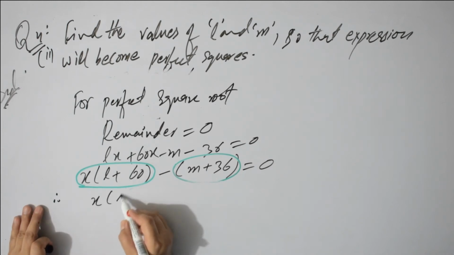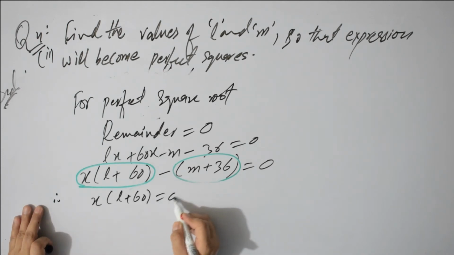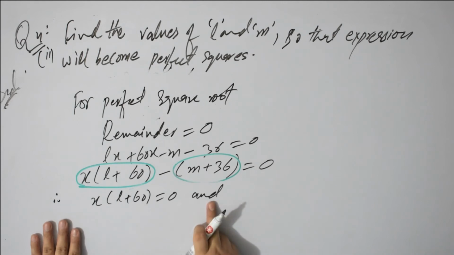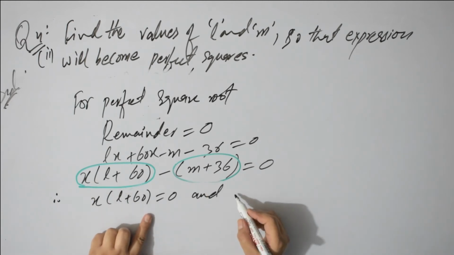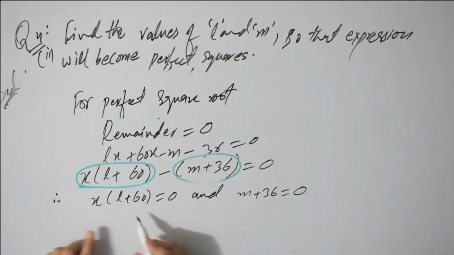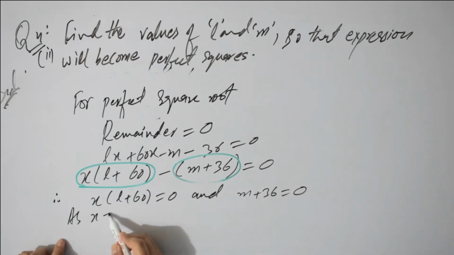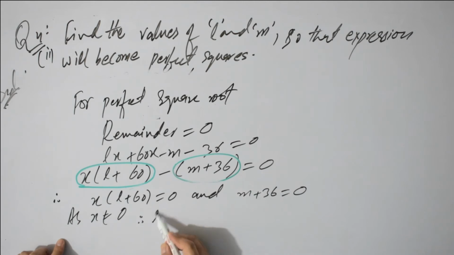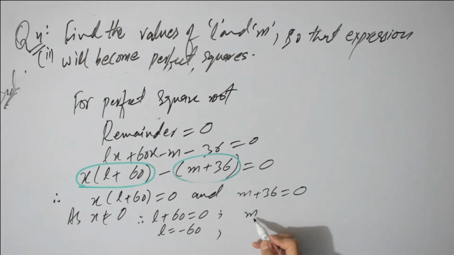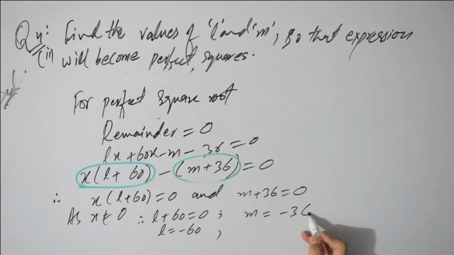ओके, सो यहाँ पर क्या होगा मेरे पास, therefore x into l plus 60 is equals to 0 and you will use the word and, not or. Okay, be very careful, और नहीं आएगा, दोनों लाजमी 0 होनी चाहिए. And this term m plus 36 is equals to 0. As you know x is not equal to 0, therefore L plus 60 is equals to 0 or L is equals to minus 60, and over here M is equals to minus 36.